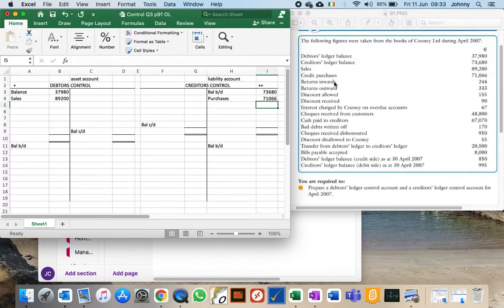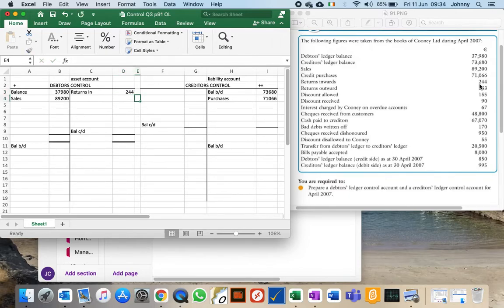Returns inwards. So if you imagine that we have a warehouse, so these are goods coming back into the warehouse, so there must have been goods that we sold, so that's to do with debtors. So we would have sold goods to these people and they've sent the goods back into our warehouse, so they owe less money now when they send back goods. And the amount of money is 244.